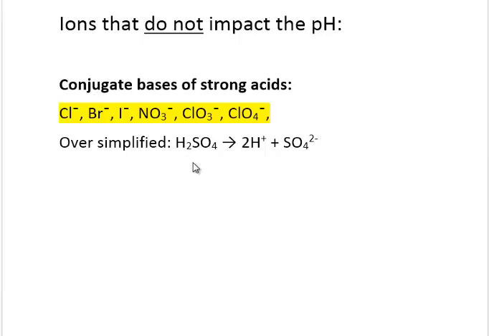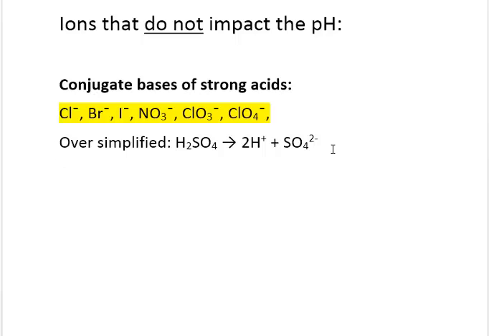Now, some textbooks will oversimplify the dissociation of sulfuric acid, and they will assume that sulfuric acid completely dissociates to 2 protons and the sulfate, and in that case sulfate would not impact the pH because it would be the conjugate base of this very strong acid, and it has no desire to accept back a proton, so it won't affect the pH. That's actually not the case.